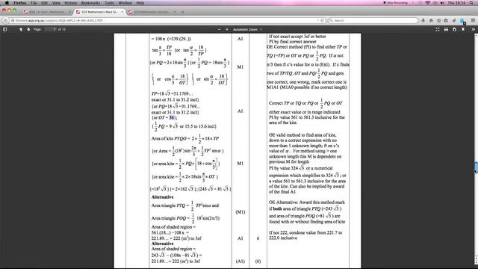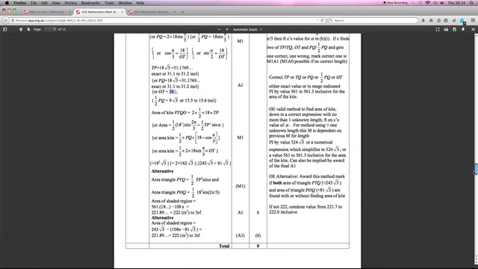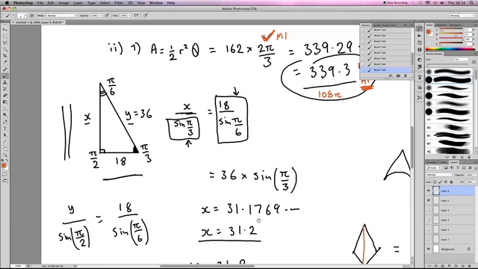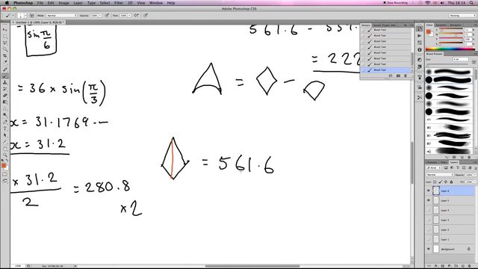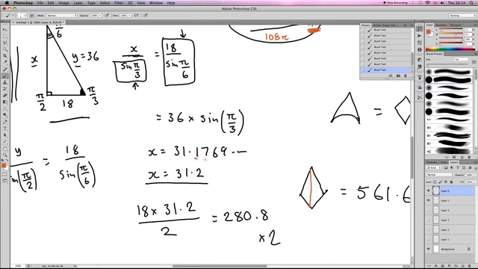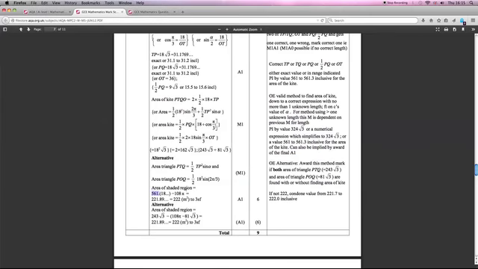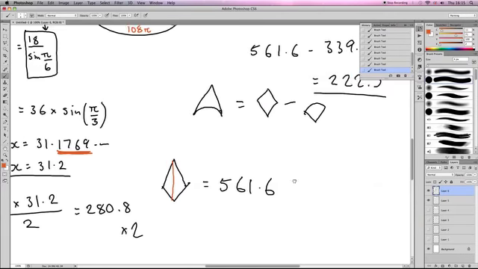Where is it? There's a value, 561.2, 561.6. So I've lost a couple of decimal points because of this rounding here. So it's up to me if I want to give myself some marks or not. Should I give myself the marks? Maybe. So the answer is 222 to 3 significant figures.